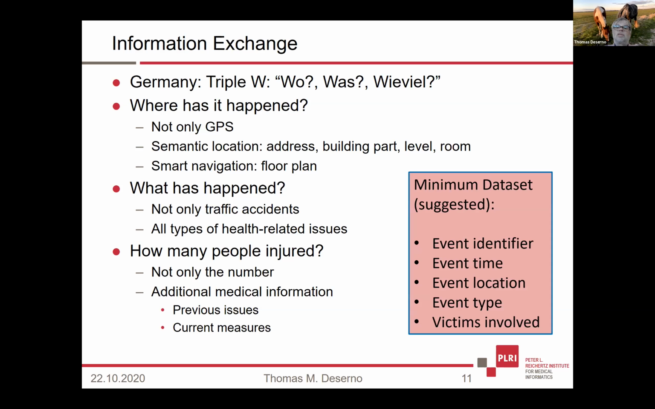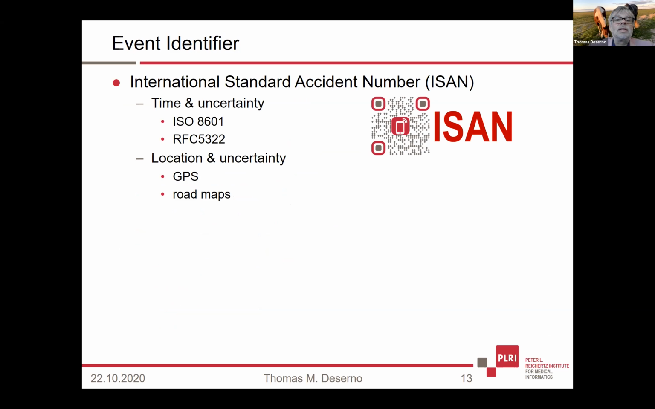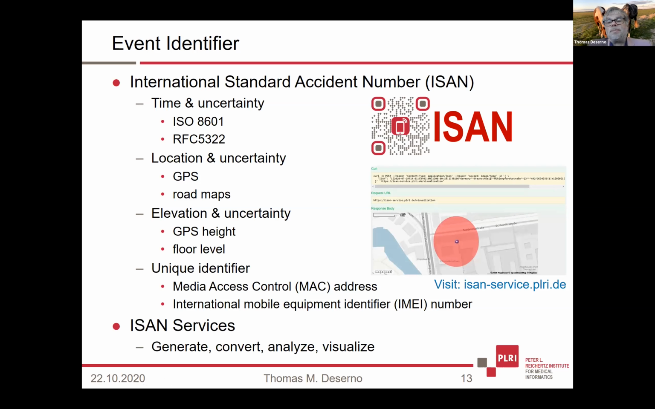That all needs to be transferred, and based on that, we suggest a minimum data set with an event identifier, the time, location, type, and the victims involved. And that brings me to the proposal of an international standard accident number. We already modeled this number: time, and also important, time uncertainty, location and location uncertainty. This is all merged together in combination with a unique identifier, such as the media access control, the MAC address, or the International Mobile Equipment Identity, just to make sure that the ESA number itself is unique.